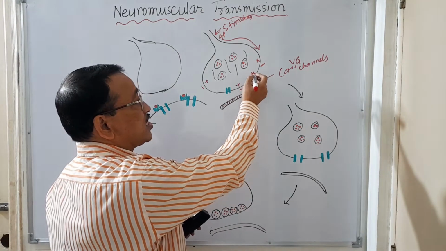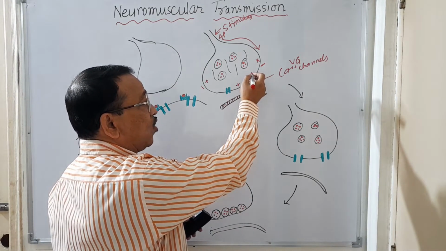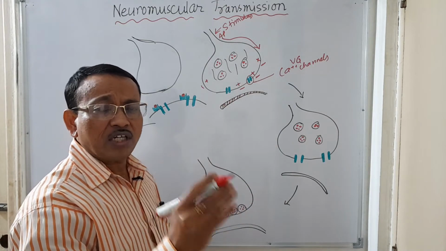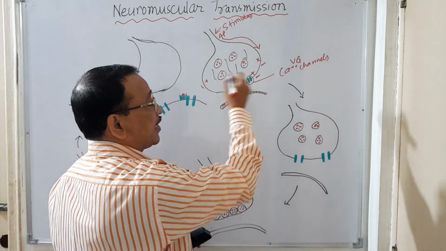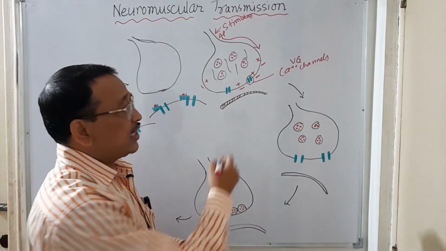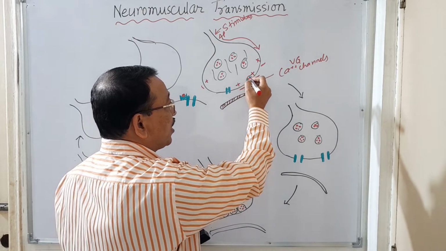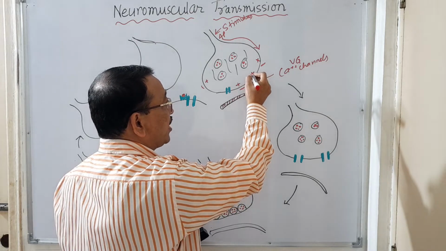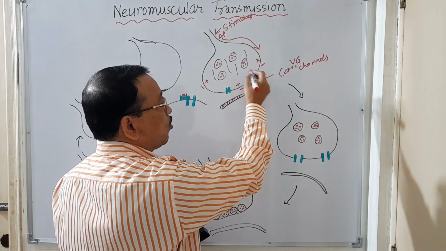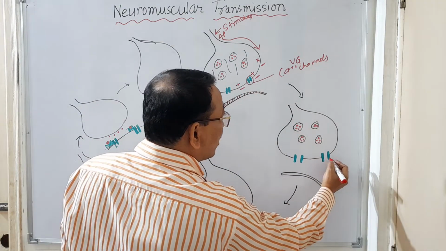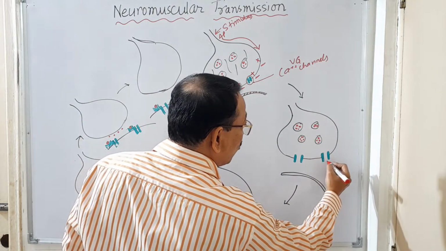Previously during resting condition it was electronegative. Now it has become electropositive. So change of the potential difference across the membrane takes place. And this change of the potential difference across the membrane, from inside electronegative to inside electropositive, what's happened? Here you see the voltage gated calcium channels will open.